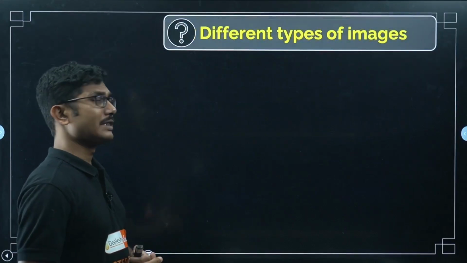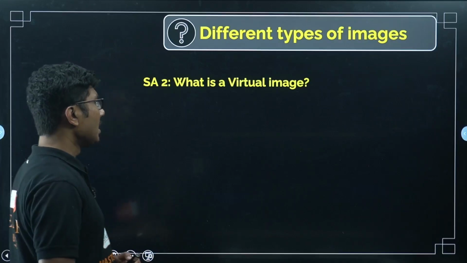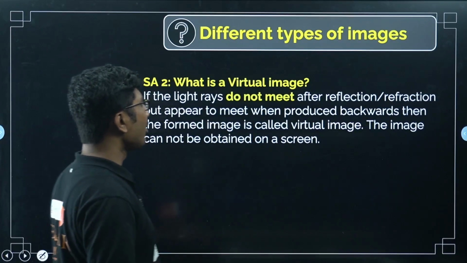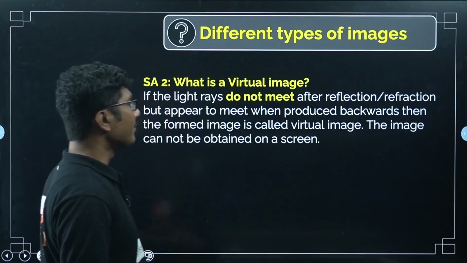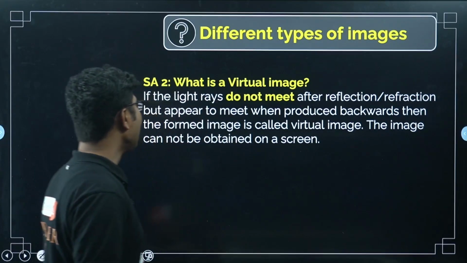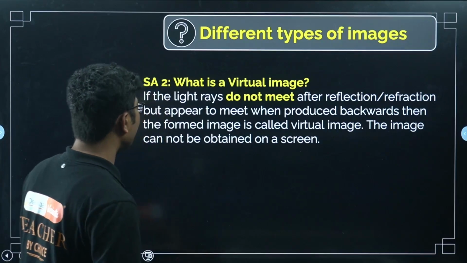Different types of images. There are two types of images we know. First is, what is a virtual image? If the light rays do not meet after reflection or refraction but appear to meet when produced backwards, then the formed image is called a virtual image. The image cannot be obtained on a screen.